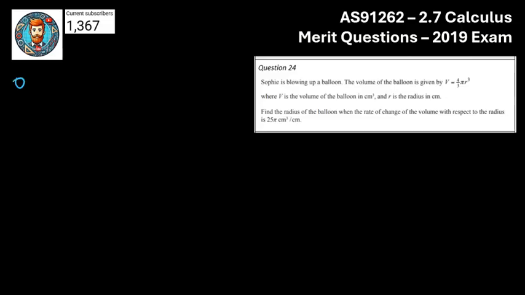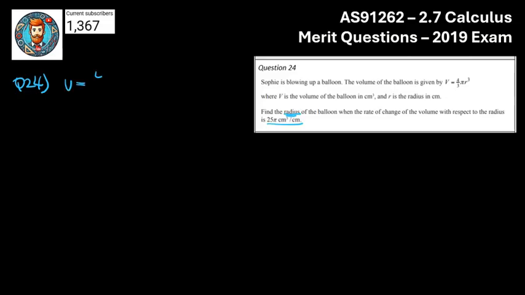So let's get straight into question number 24. We've got Sophie. She's blowing up a balloon and it's got a volume of this equation here. We've got the units, so the volume is in meters cubed, the radius is in centimeters, and we've been asked to find the radius. So we need the radius for when the rate of change of the volume is this number here. So basically, I'm going to jot down my function here.